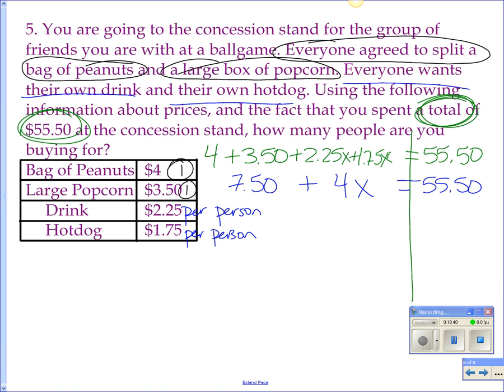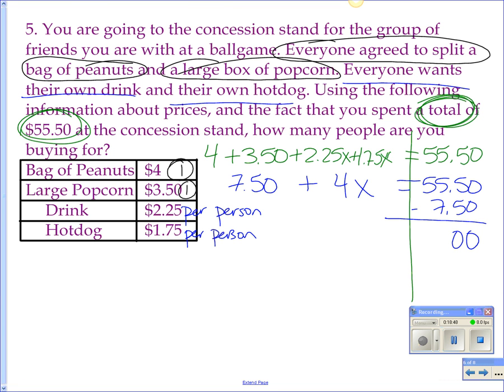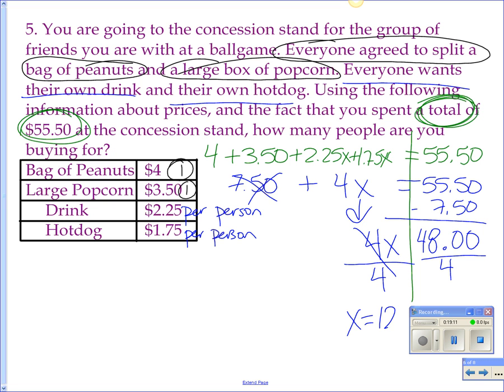Odin, what do you do next? Right here, 0 minus 0 is 0. 5 minus 5 is 0. Your decimal comes straight down. 55 minus 7 is 48. And you drop down your 4x. Now, you can do long division, but some of y'all know that. What's 48 divided by 4? 12. So you don't have to do long division on that one. X is 12. Okay.